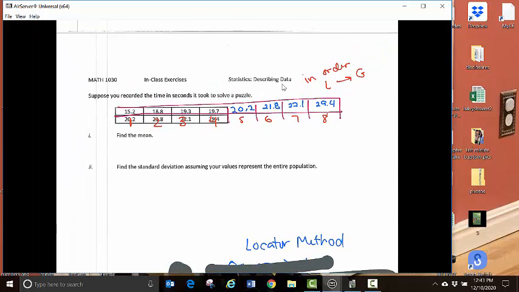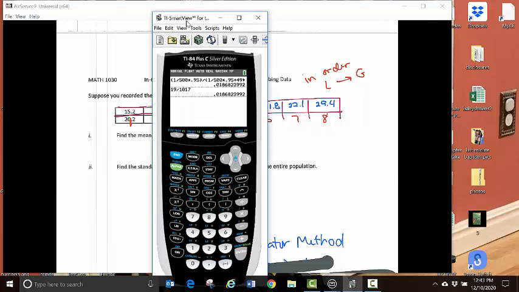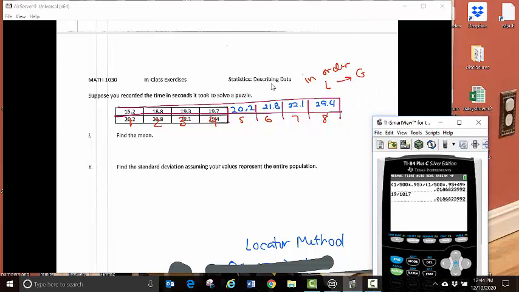Here's the locator method. We would normally, let's try it, put it in our calculator. Actually, let's do it by hand. Our normal method would be our median is halfway between these two, then halfway between these two and halfway between these two. Turns out, using the locator method, because we have even numbers this time, I think we're going to get the same answers. But if you have an odd set of numbers, it's not as good. Okay, so let me show you.